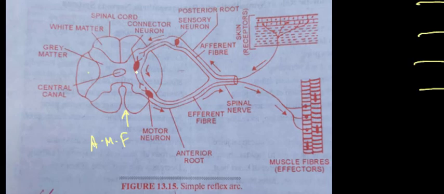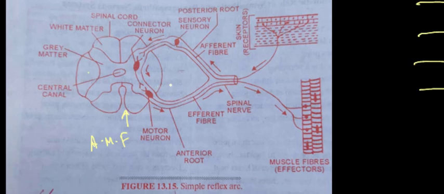Okay, now the posterior horn receives the sensory nerve via the dorsal root ganglion. So the posterior column of the gray matter receives the sensory nerve via the dorsal root ganglion, and the motor nerve is released from the anterior column of the gray matter, right? Okay, and the motor nerve originates from the anterior horn of the gray matter.